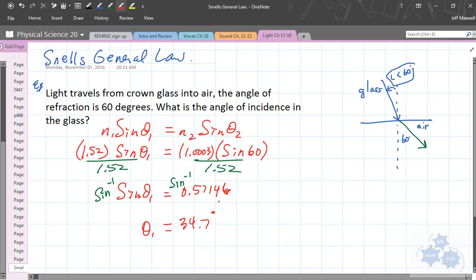So 34.7. Now, a lot of times they'll ask you to round the degree to the nearest tenth or the nearest degree. So you just have to watch that. But so it's less than 60. That's right. And we've got 34.7 degrees for the angle of incidence. Okay, pretty easy. Just make sure you get all your zeros there when you're doing your calculations.